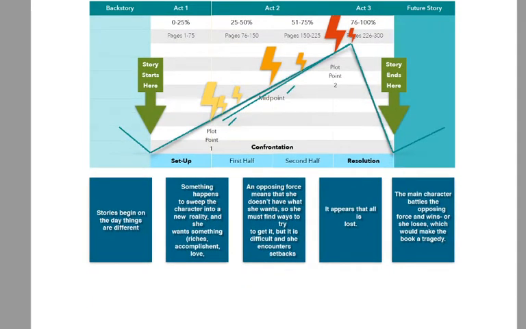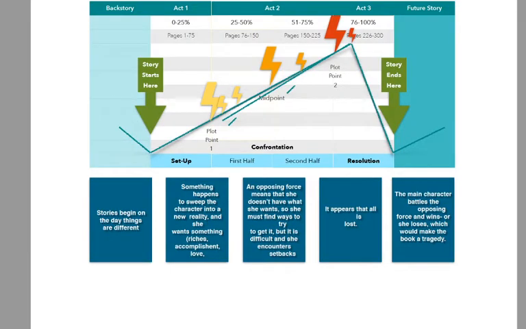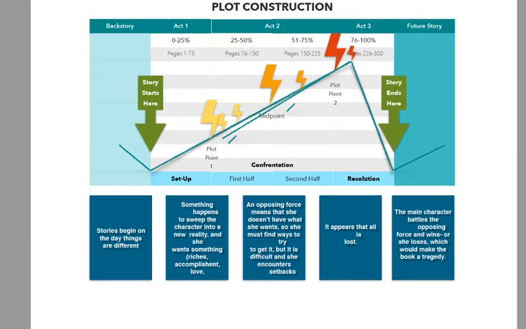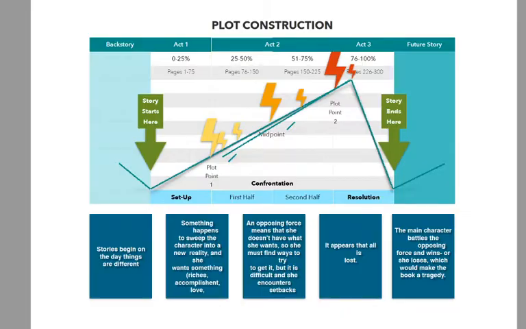And here what I've done is I've created a plot paradigm and I have deconstructed the story myself. Basically, in a novel, you have backstory, and then you have Act 1, Act 2, Act 3, and then potentially a future story. You have your setup, your confrontation, and your resolution. And within your confrontation, you have a first half and a second half.